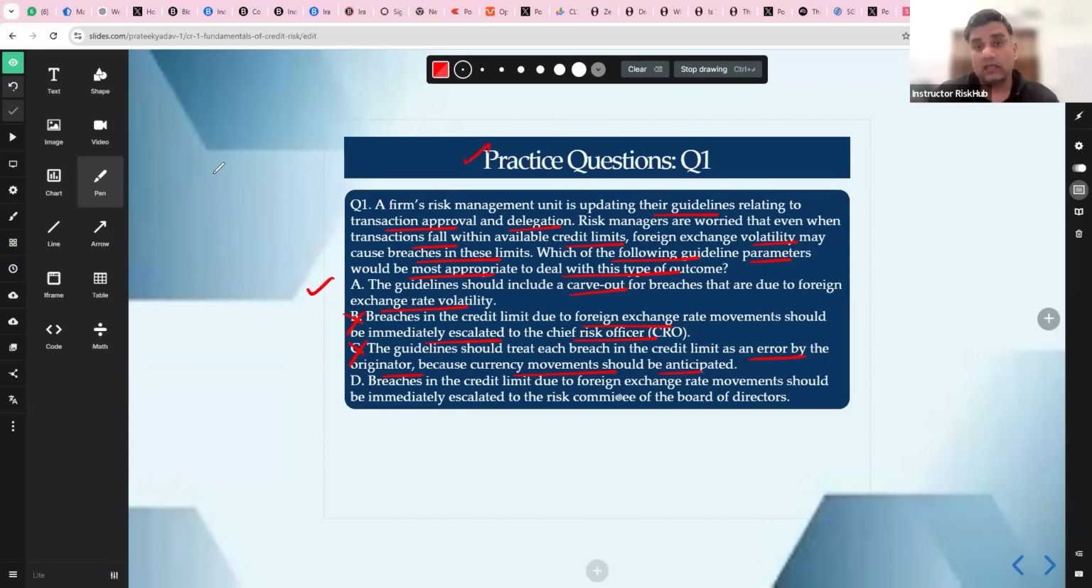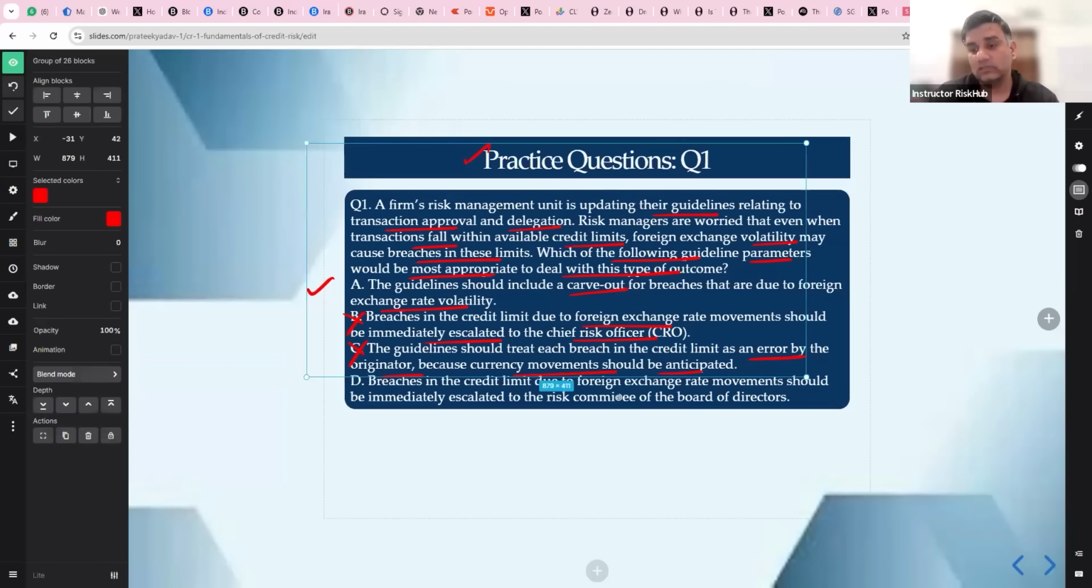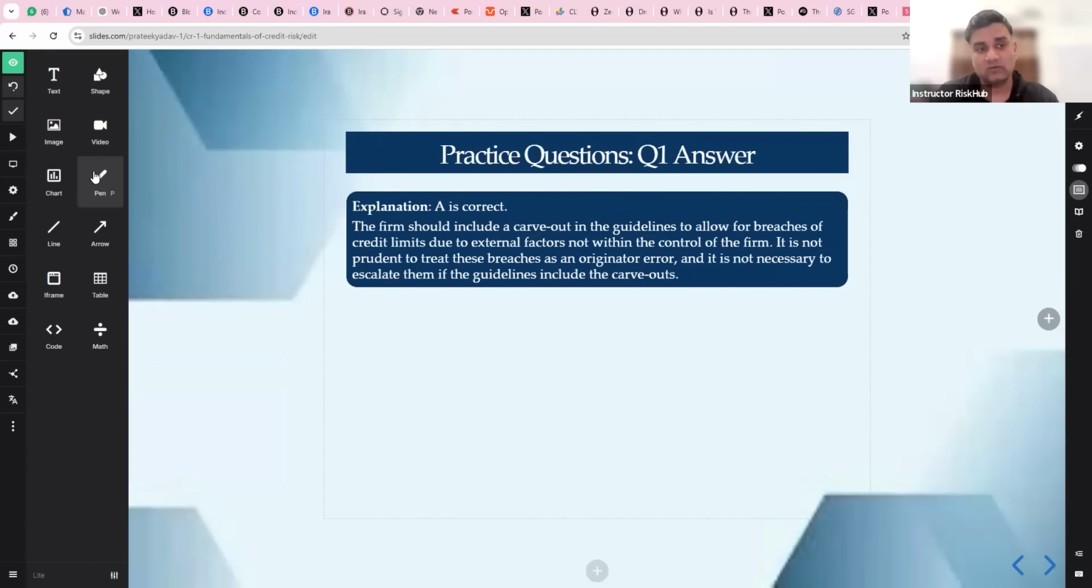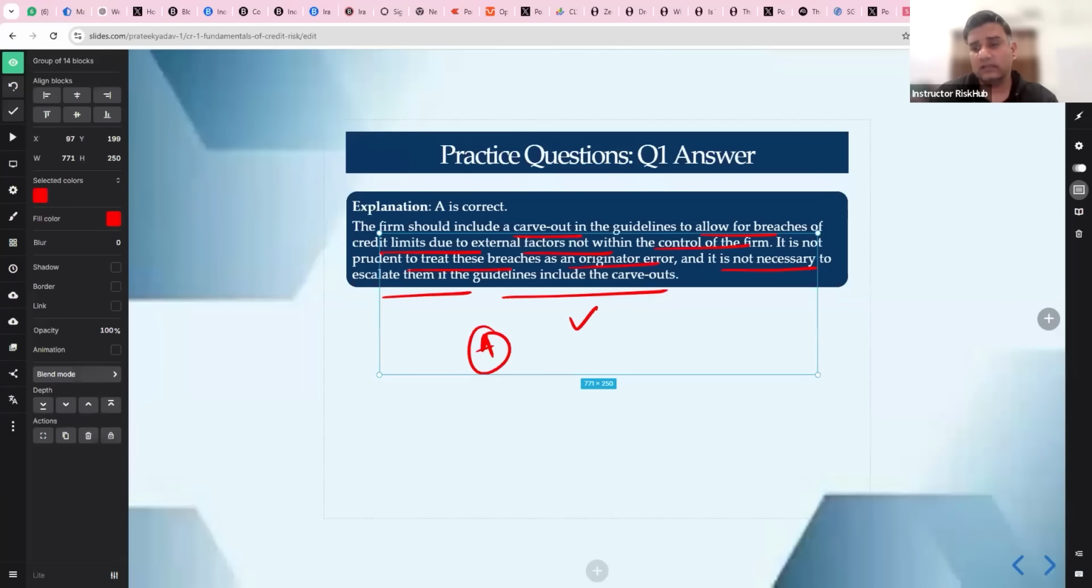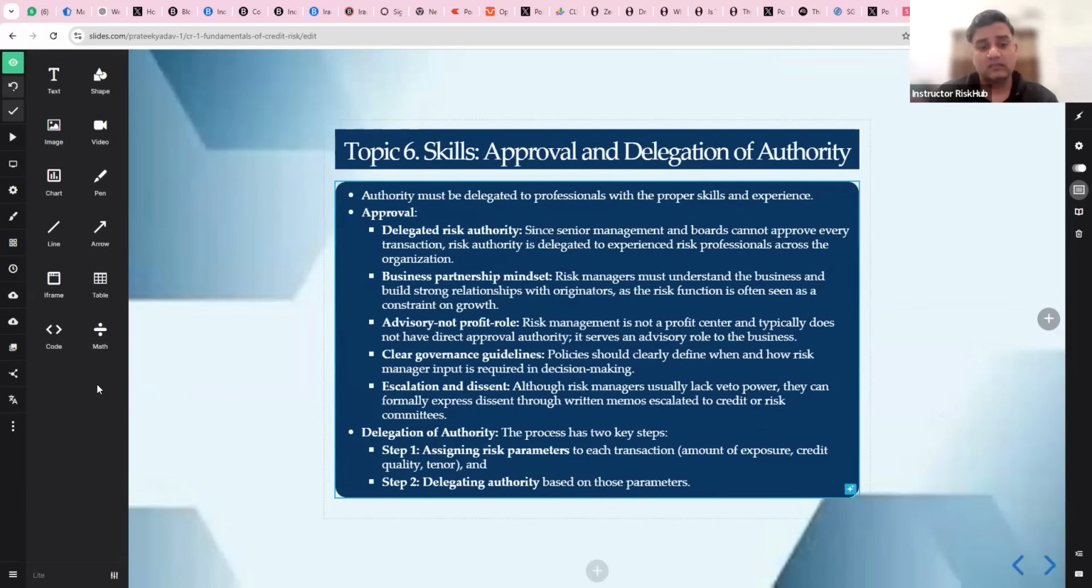Okay. All right. So once we have done this, what is the whole idea? The firm should include a carve out in the guidelines to allow for breaches of credit limits due to external factors not within the control of the firm. It is not prudent to treat these breaches as an originator error. It is not necessary to escalate them if the guidelines include the carve out. So that is what we have here. So this is done.